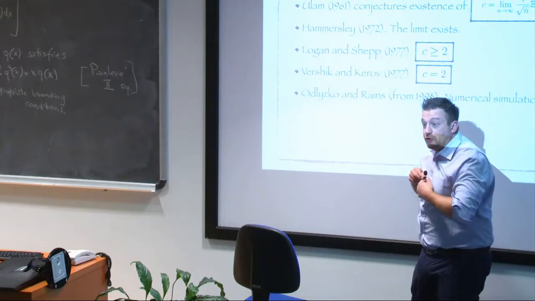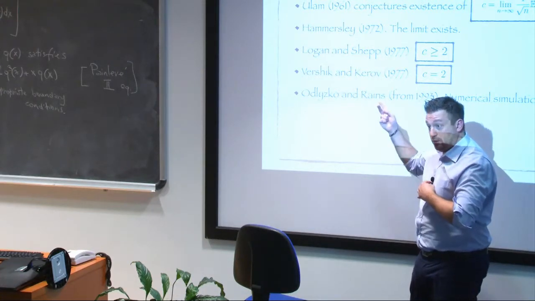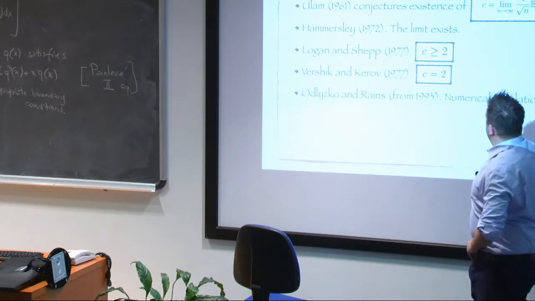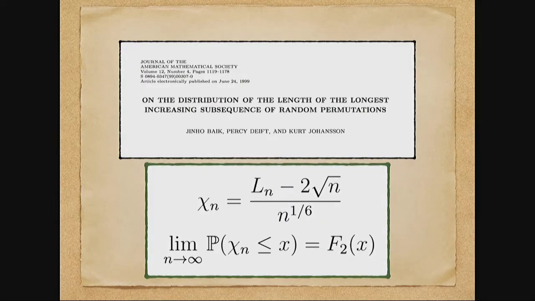But the characterization of the full distribution was not known until the work I showed you in 1999. There were a lot of numerical simulations by Odlyzko and Rains from 1993, but then the final result came out. This is a theorem. It's a very complicated paper, but the final theorem in this paper is as follows.